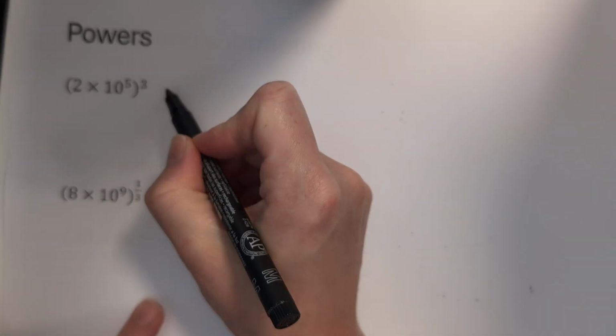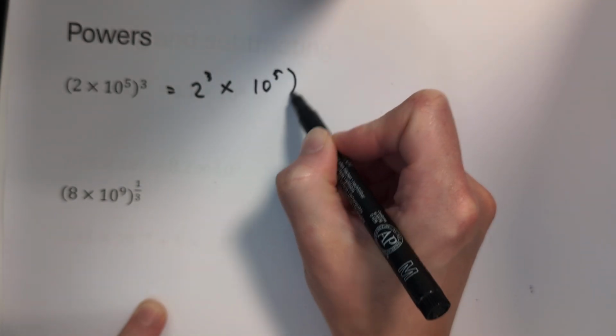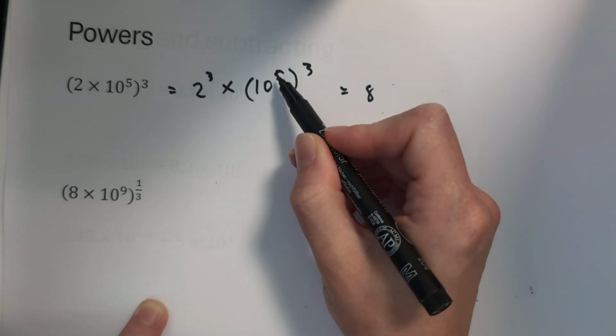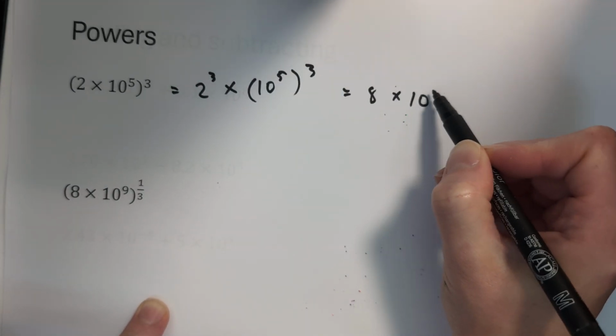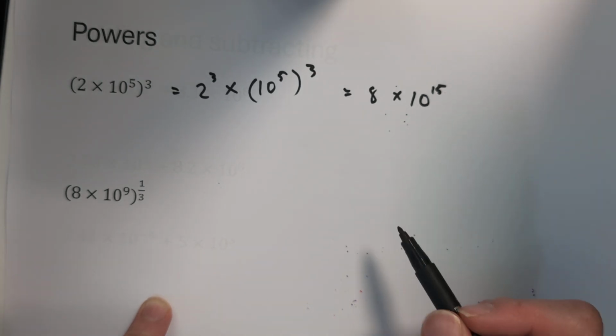Raising to a power is also a really simple one thanks to the exponent laws. You do need to make sure that you're raising everything in those parentheses to the power that it's asking you to and not just the nearest thing. This, for example, says raise everything in parentheses to the third. So that's 2 to the third times 10 to the fifth to the third. 2 to the third is 8, and 10 to the fifth to the third, remember now we multiply, is times 10 to the 15th. That is still in scientific notation. I don't need to rearrange anything.